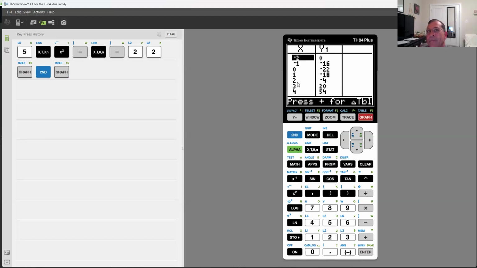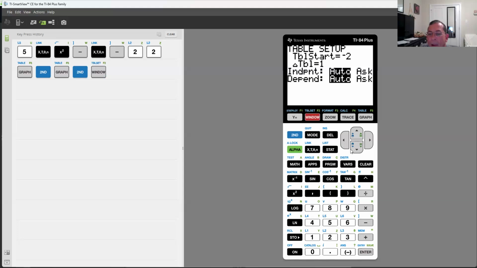So when y'all was doing that last problem the other day and y'all had a number in front of the x squared, y'all remember I went to the table set by hitting second window, and I went down to the triangle. So since I had a 5 in front, I'm going to make this go by 1 divided by 5. I'm going to make it go by fifths instead of by ones on this. So remember, you're going to match whatever number's in front of the x squared when you do the fraction, okay?